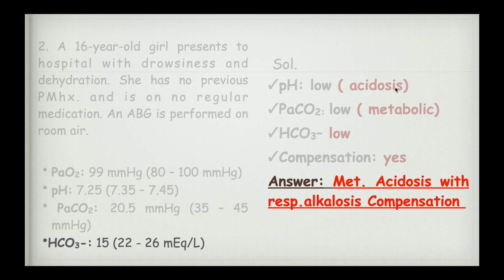As we learned before, if the problem is acidosis, the end product of compensation is going to be alkalosis. And if the cause of the problem is metabolic, then the compensation is going to be respiratory. And so if we are having metabolic acidosis, our compensation should be respiratory alkalosis.